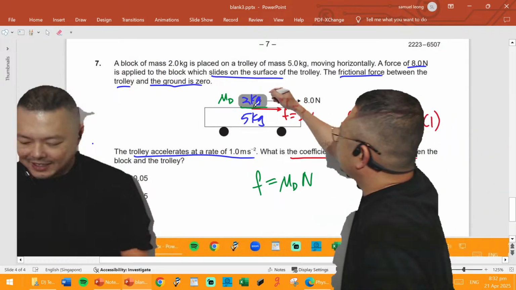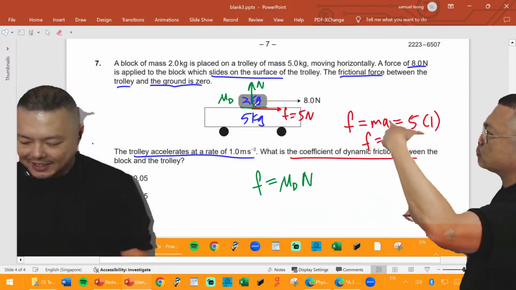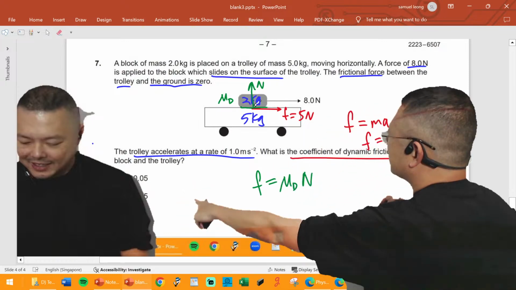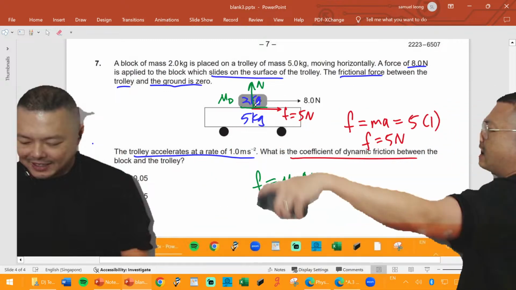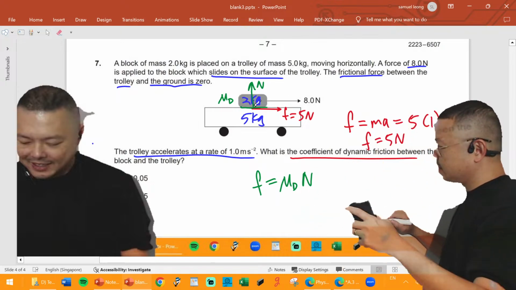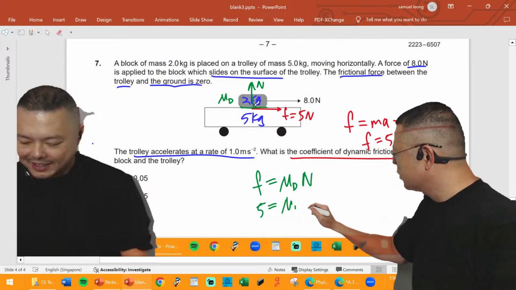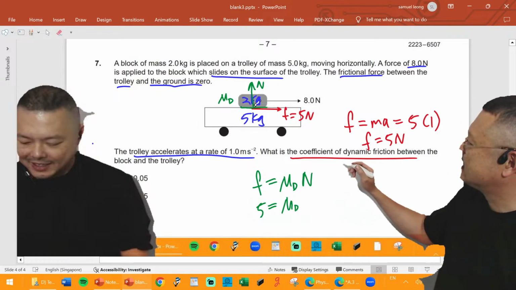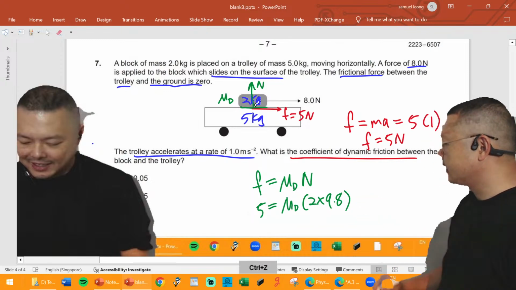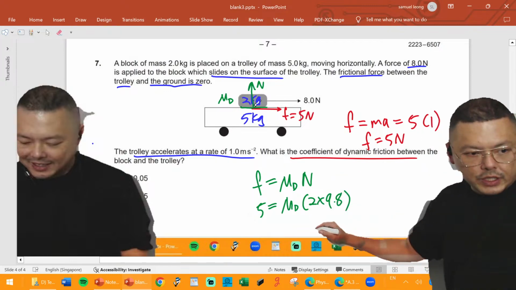But whose N? The 2 kg mass's N, this N here. So 5 equals mu d times N. I don't know what the options are. There's no calculator at this point in time for all the past year MCQ papers, but if you had a calculator, you would write 5 equals mu d times the weight of the 2 kg mass, which means 2 times 9.8. The normal contact force is the weight of the 2 kg mass, which works out to be what?